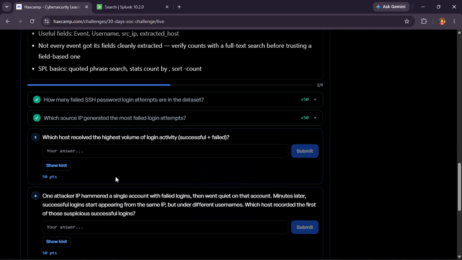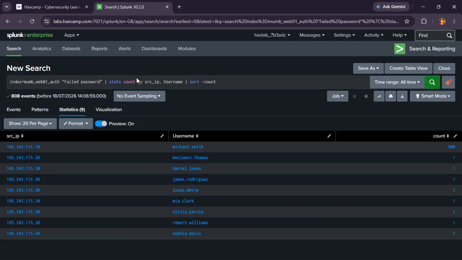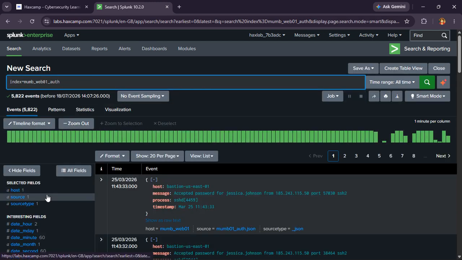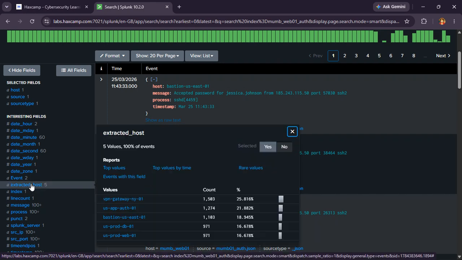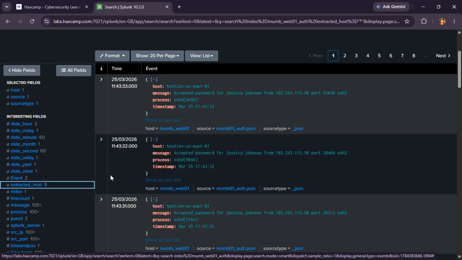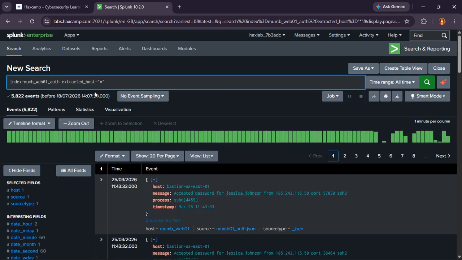Which host received the highest volume of login activity? We need to look at the host field. What is the field related to the host? Extracted host. There are 5 hosts in total. So I need to include this field in the event. Okay.